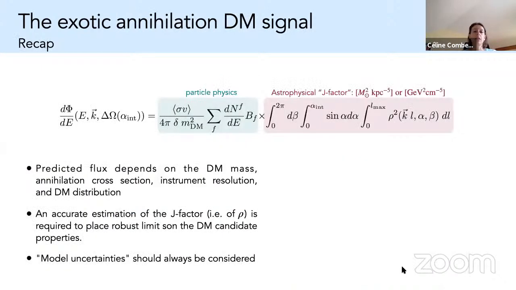So at the end of the day, to just recap at this stage, the flux I'm measuring at Earth for a given energy in a given direction over a given opening angle alpha int is expressed as a product of a particle physics term that depends on your particle physics candidate, the mass of the particle, its thermally averaged annihilation cross-section.